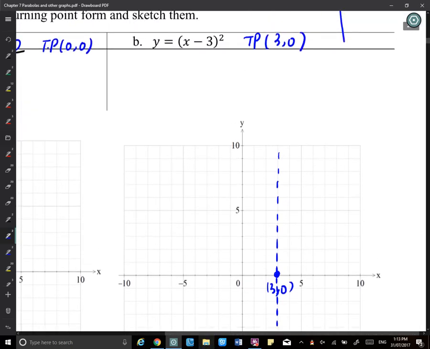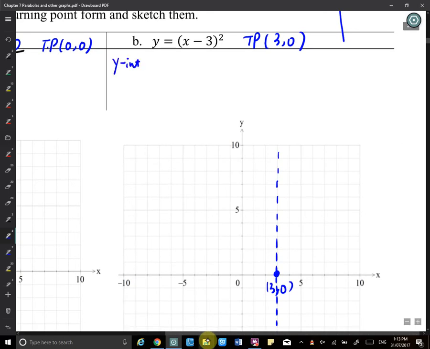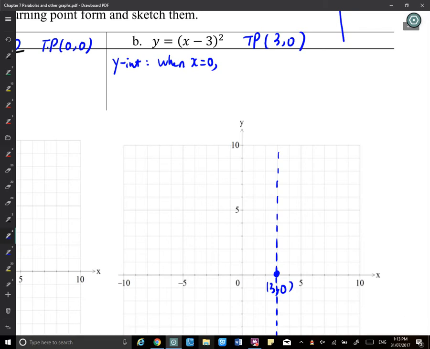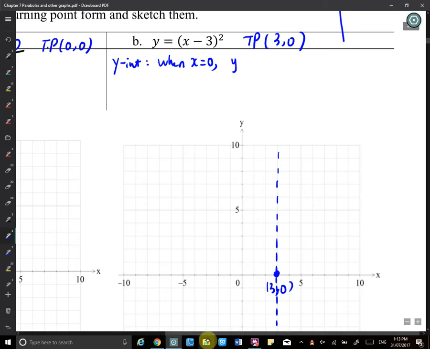Okay, next thing is to find the y-intercept. The y-intercept is when x equals 0. Remember, you may or may not have any x-intercept, but you will definitely have a y-intercept. The y-intercept always exists. So you can always find the y-intercept, which is 9 here.